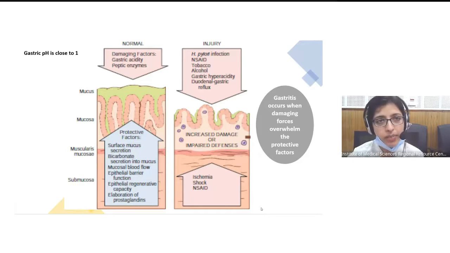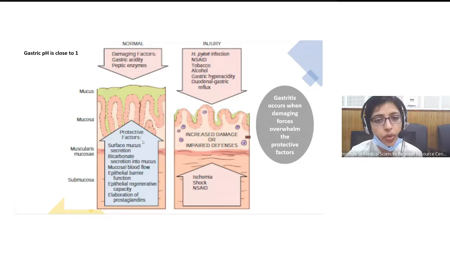Now, to understand the pathogenesis of gastritis, we need to understand that gastric pH is quite acidic, almost close to 1, and this is a very harsh environment. So, how is the gastric mucosa protected from this harsh environment? We need the acidic pH for the purpose of digestion of food, but we also need to protect our own cells, our own mucosa, from this pH. So, how does this happen?